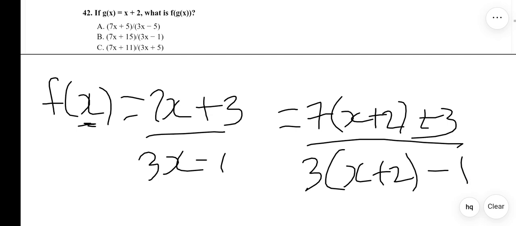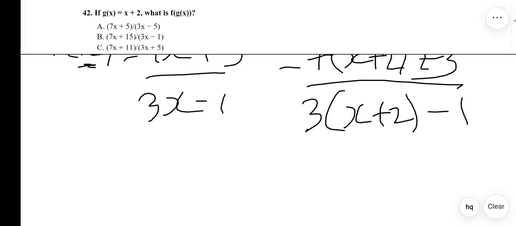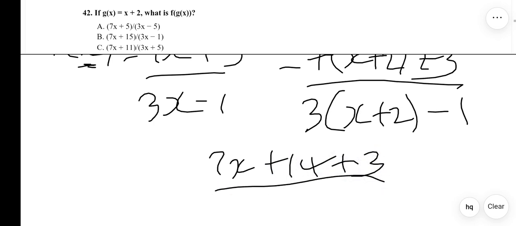So this 7 times x is going to give me 7x. This 7 times 2 is going to give me plus 7 times 2. Let me write it downward so that you will understand. This 7 times x will give me 7x. 7 times 2 will give me 14 plus this 3 all over 3 times x will give me 3x. 3 times 2 will give me 6 with this minus 1.